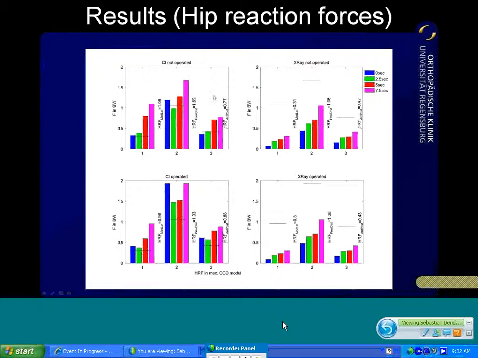What we then did, we subtracted the X-ray hip reaction forces from the CT hip reaction forces. So this black line actually shows the maximum hip reaction forces in proximal-distal of the X-ray, and this black line represents the maximum hip reaction forces of the CT model, just to give you a feeling of where the difference is, and how big the difference can be. It's the same for all diagrams.